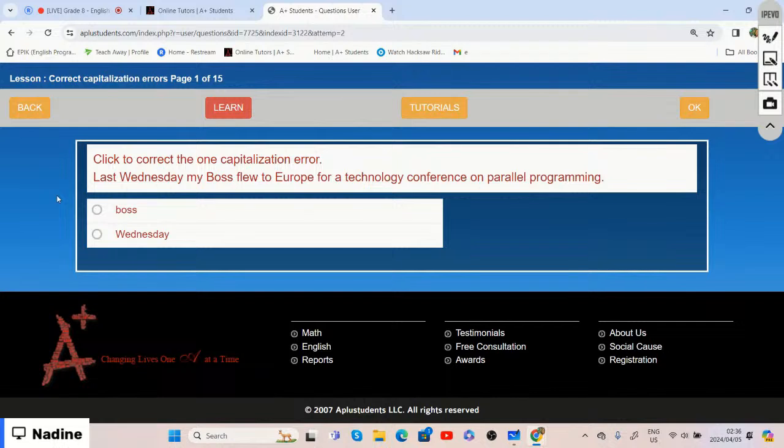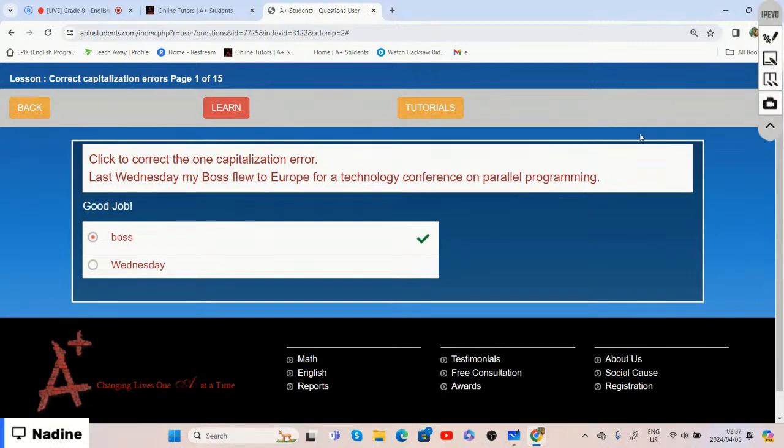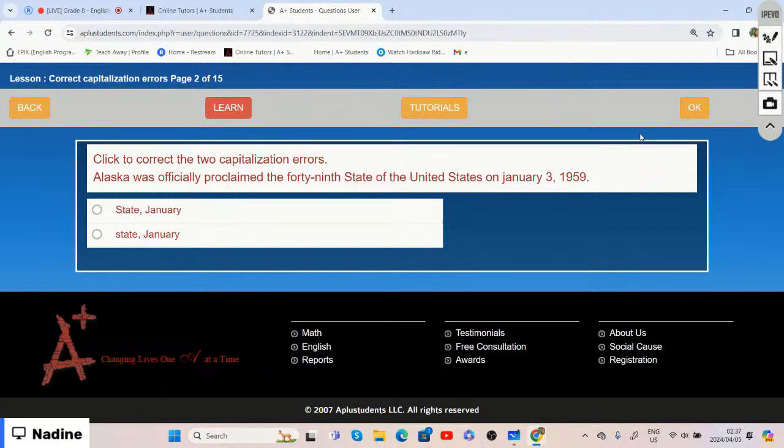All right, and if we choose the correct word that needs the capitalization error, then we can say boss, right? Because Wednesday is already correct. So boss needs to be written with lower case, right? Not capitalized.